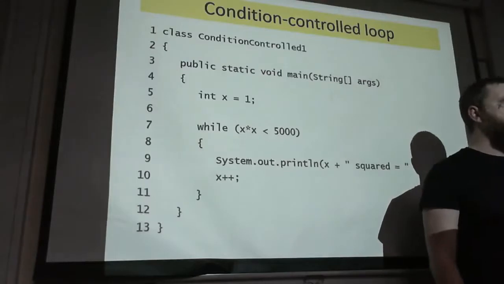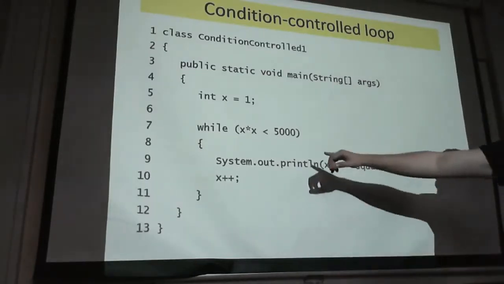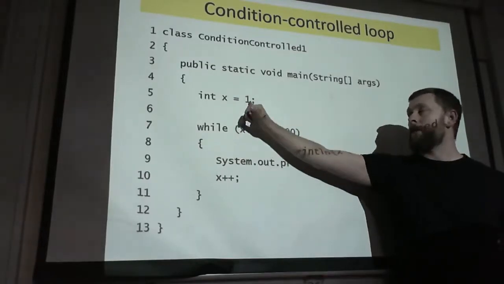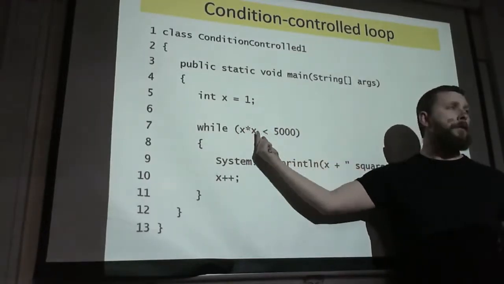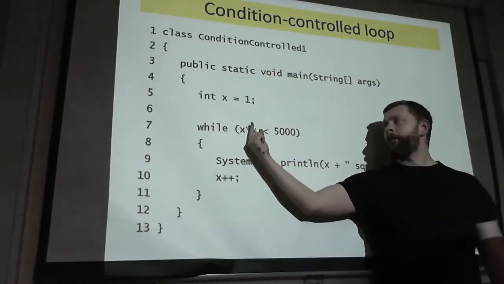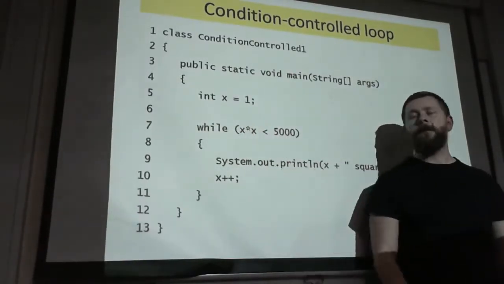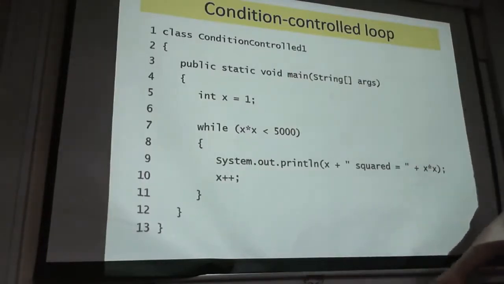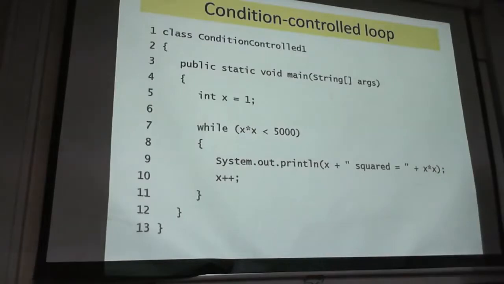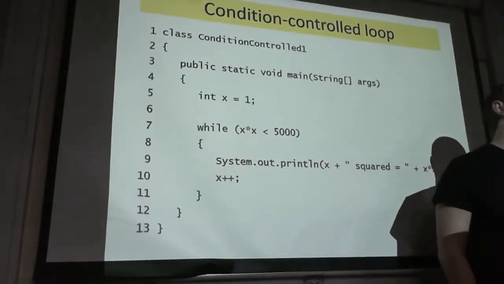Because of our substitution rule, when we get to this line of code, we're going to replace x with the current value, which is 1, and x with the current value, which is 1, which becomes 1 multiplied by 1. We can simplify that, so 1 by 1 is 1. So now we have 1 less than 5,000, and if it is, we're allowed in here. We print out the values that we have, and we increment x up by 1.